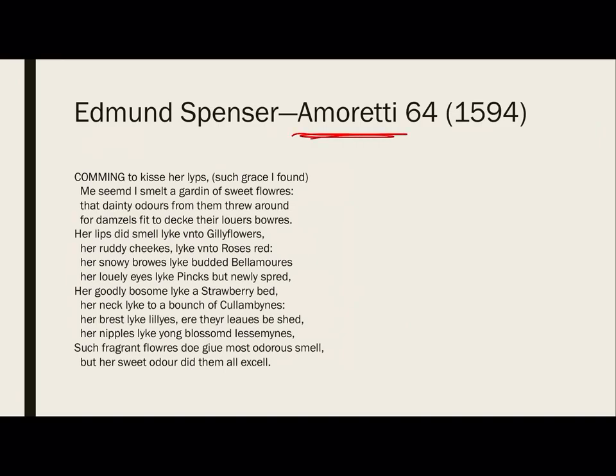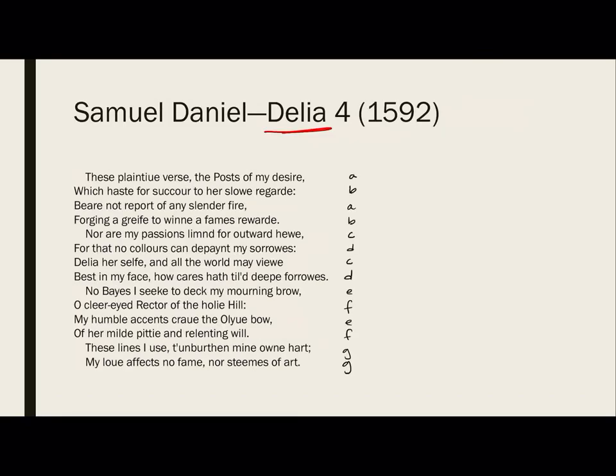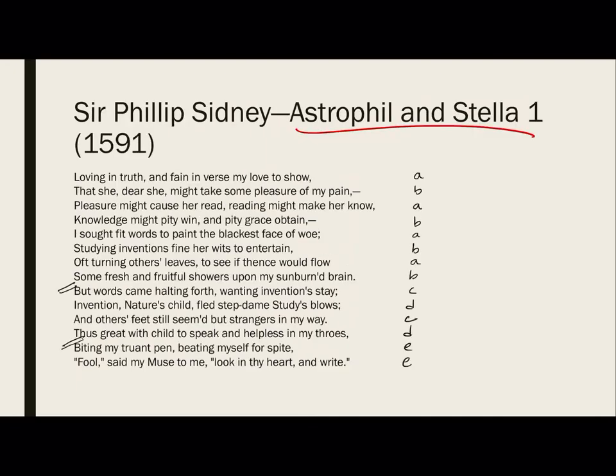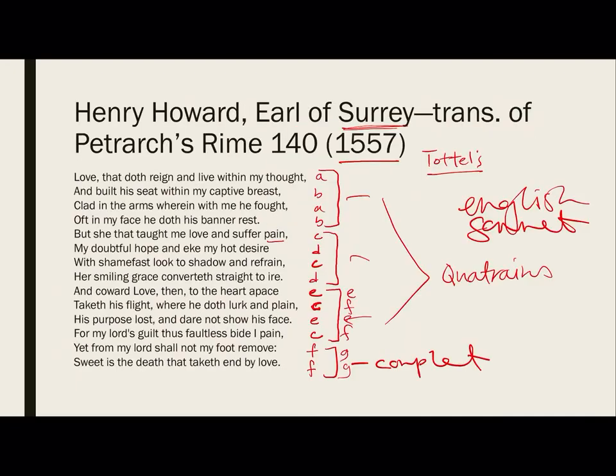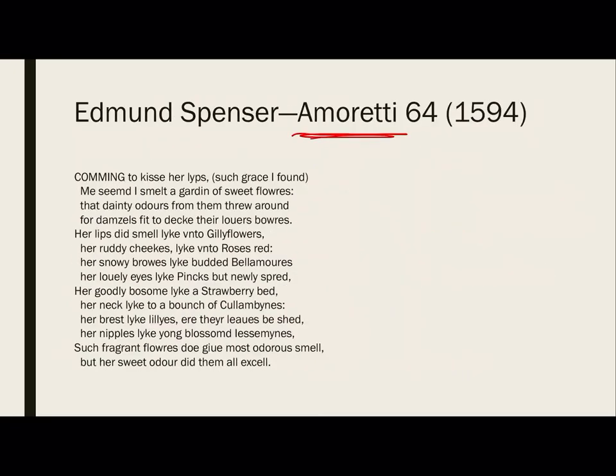Here's Edmund Spenser. He's a little different. His sonnet sequence is called the Amoretti, or the Little Loves. And the thing that's different about Spenser is that we've had all of these poems about love that isn't going very well, right? Sweet is the death that taketh end by love, right? Like, that doesn't sound great. But Spenser's Amoretti, the sonnet sequence, actually ends with a poem called Epithalamion, which is a wedding poem, right? So he gets the girl in this sonnet sequence, and that's a little bit different.